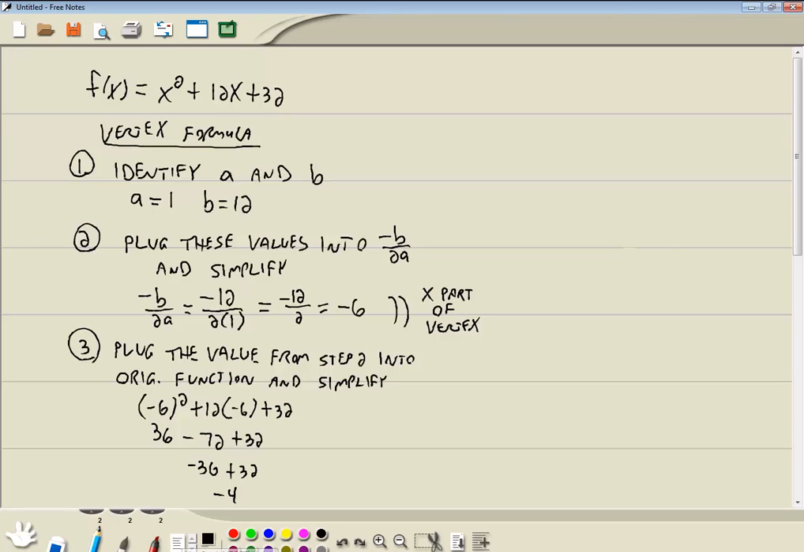Assuming I've done all that correctly. Negative 6 squared is 36, negative 72 plus 32. Okay, 36 minus 72 is negative 36. Okay, negative 4. I should have my calculator up and running, but I don't. And this is the y part of the vertex. So our vertex is equal to negative 6, negative 4.